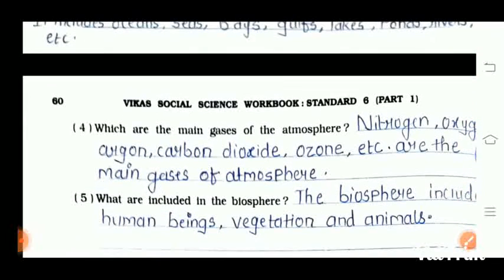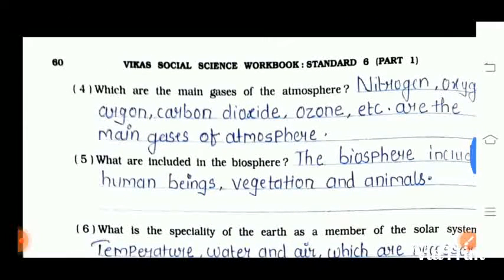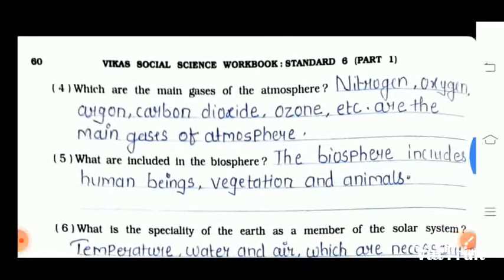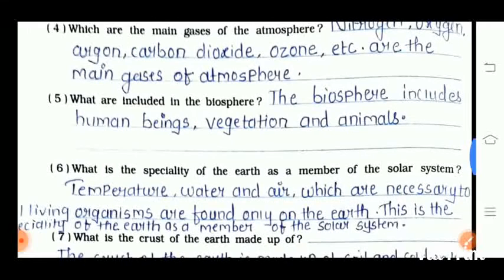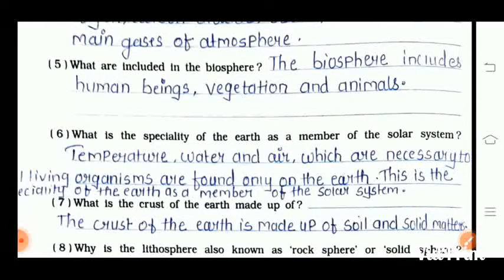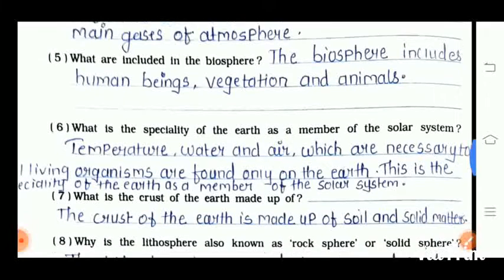Okay, then next page. Question number 4 is what are the main gases of the atmosphere? Nitrogen, oxygen, argon, carbon dioxide, ozone, etc. are the main gases of the atmosphere. Question number 5 is what are included in the biosphere? Biosphere includes human beings, vegetation and animals.